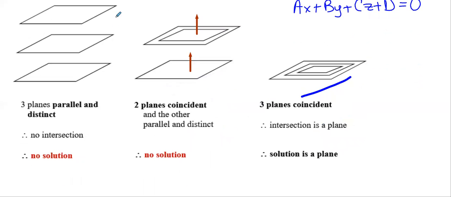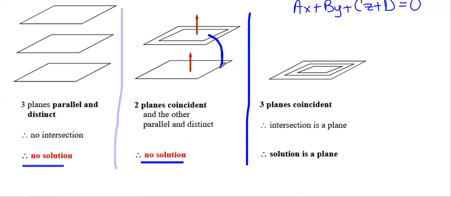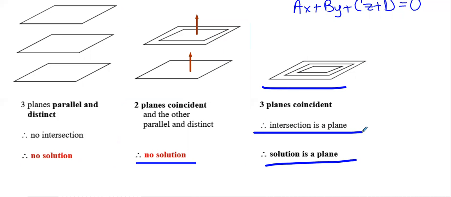Okay, so in the first case, there's no intersection whatsoever. So we say there's no solution. Here, there's also no solution because we're looking at how all 3 intersect. We don't care about the fact that 2 of them are coincidental. It's a combination of all 3. Is there intersection between all 3? And the answer is no. This last one here, is there intersection between all 3? Yes, because they're coincidental. And your solution is a plane or an infinite number of solutions, whichever way you want to look at that.